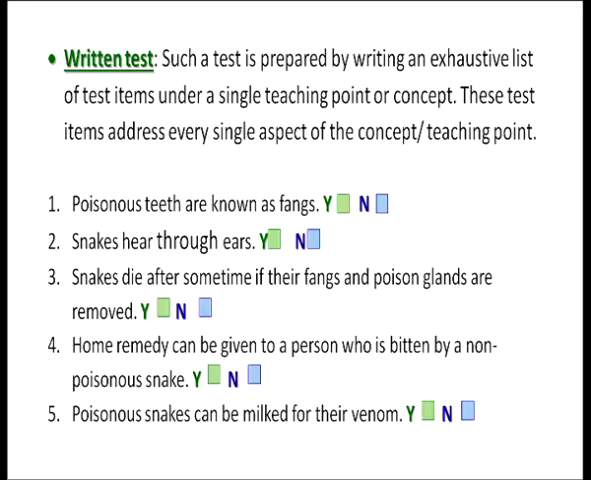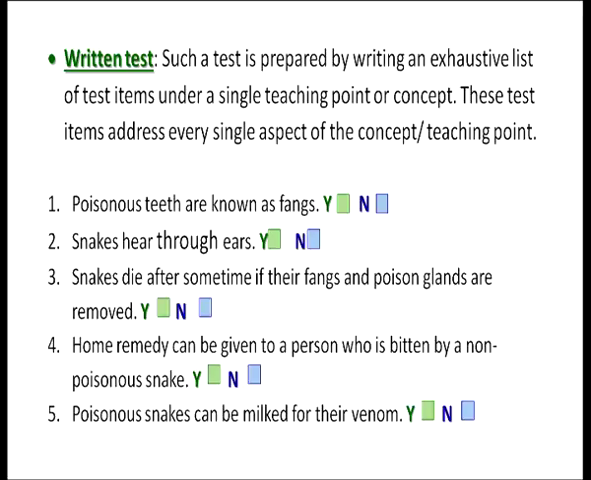This is about snakes, which they learn in class 5. I have taken just 5 items. I could have taken more, but I have taken just 5. The first one is: poisonous teeth are known as fangs. It's yes or no. The child has to mark whether it's yes or no. The second one is: snakes hear through ears. You have to find out whether snakes have ears or not. So, the learner will either mark it as yes or no.